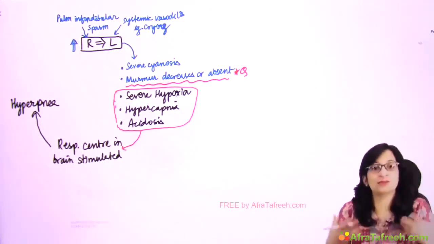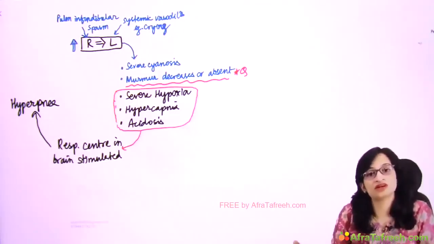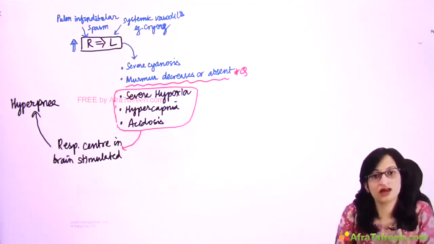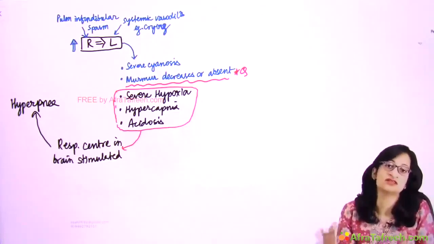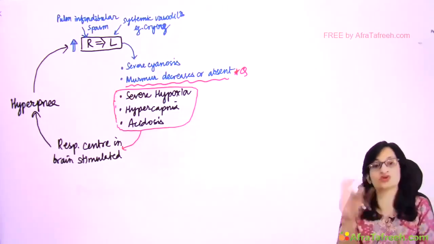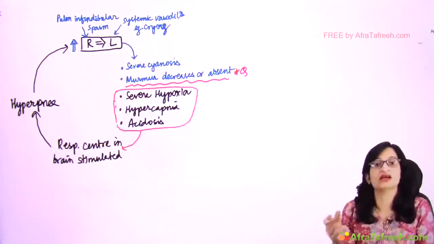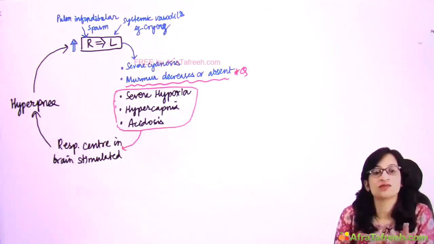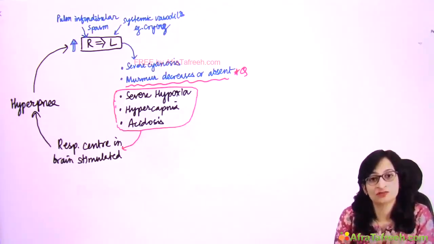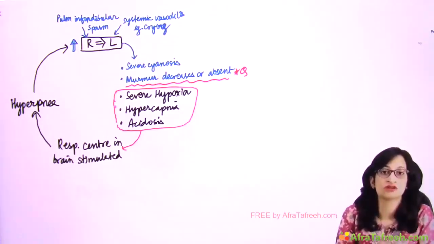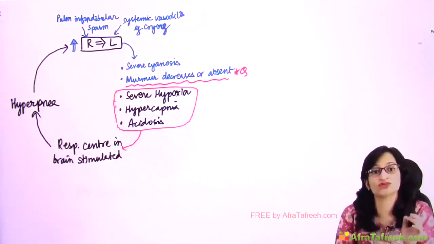With the hyperpnea, more and more negative intrathoracic pressure is created. So, more and more blood comes to the right side of the heart. And because the right to left shunt has increased, more and more blood goes to the left side again. This goes on as a vicious cycle unless you interrupt it with some treatment. So, that is the pathophysiology of cyanotic spell. If we have understood the pathophysiology, it is very, very easy to remember the treatment.